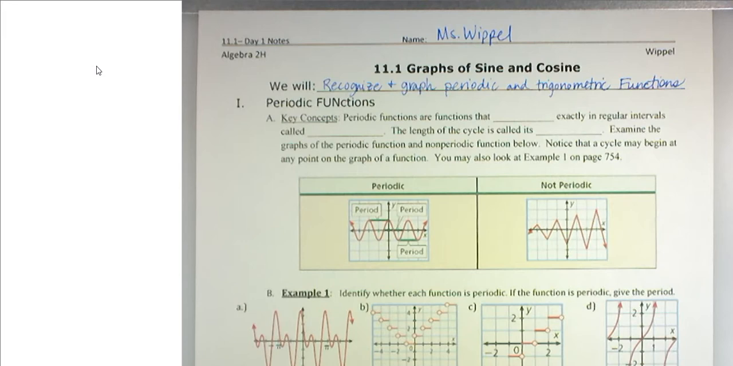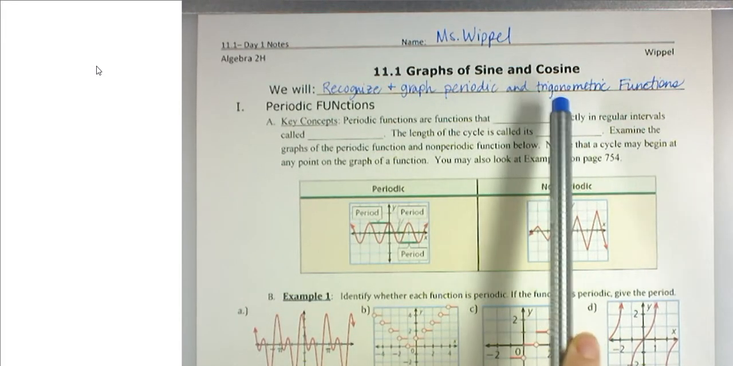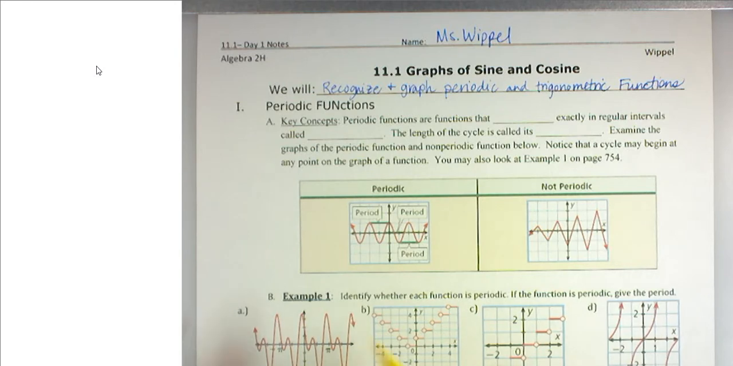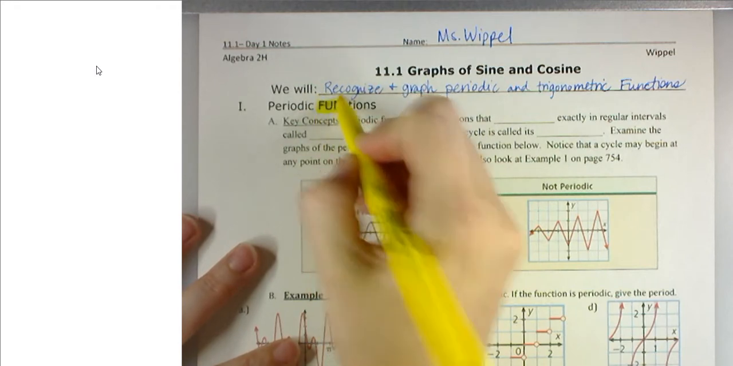We are starting Chapter 11 today, which is graphs of sine and cosine, which is something you will definitely talk about in your future math classes. So sine and cosine are both called periodic functions. Notice that they put the fun in functions.